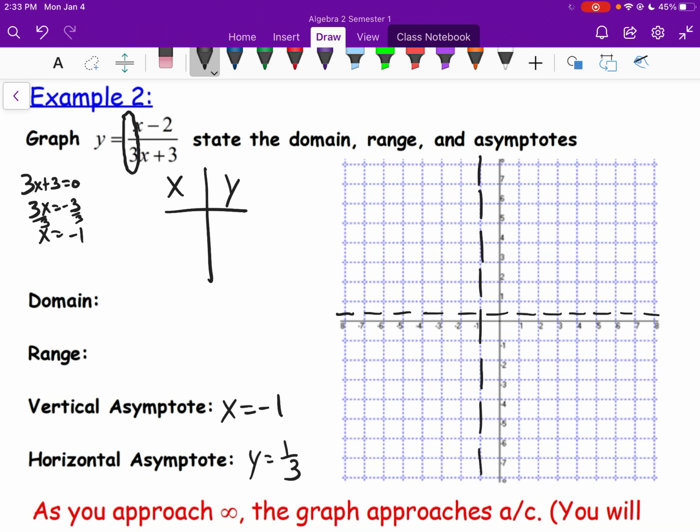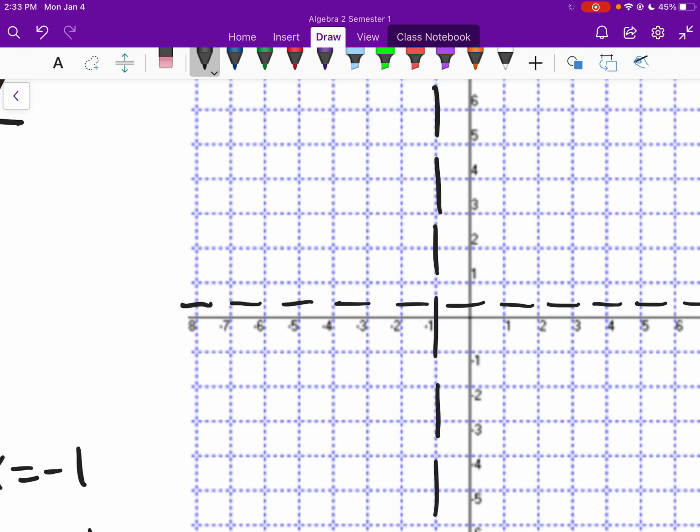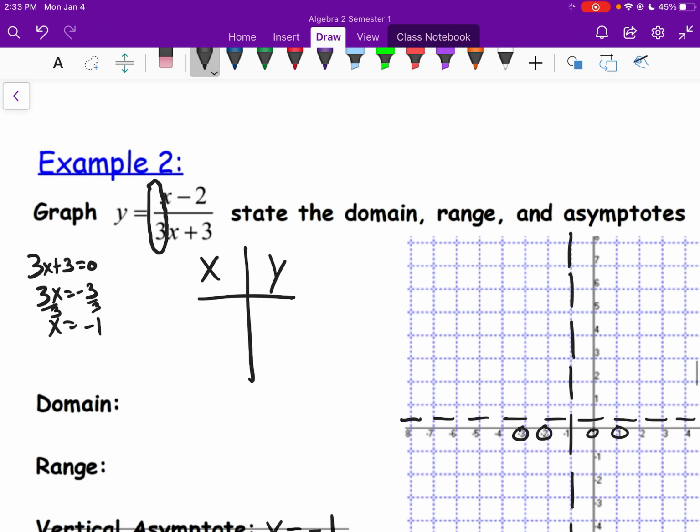Okay, now for the x values that we're going to use in this case, we're going to go 2 left and 2 right of that vertical asymptote. So if our vertical asymptote is at negative 1, we're going to evaluate negative 3, negative 2, 0, and 1. Okay, so those are the x values we're going to use. And what you got to do is you are just going to plug it in.